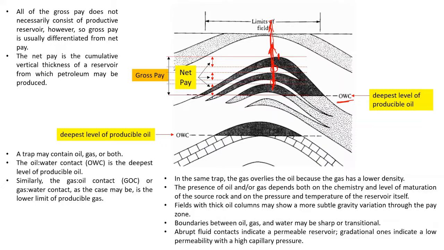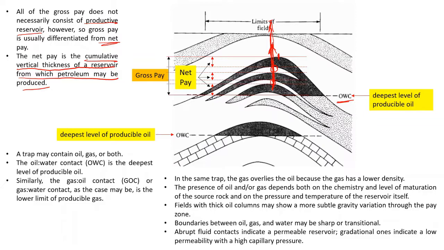So the amount of oil which you are able to extract from this gross pay is called the net pay. All of the gross pay does not consist of productive reservoir, so gross pay is usually different from the net pay. And what is the net pay? Net pay is the cumulative vertical thickness of a reservoir from which petroleum may be produced. So in this type of reservoir, the net pay is the producible part of the reservoir.